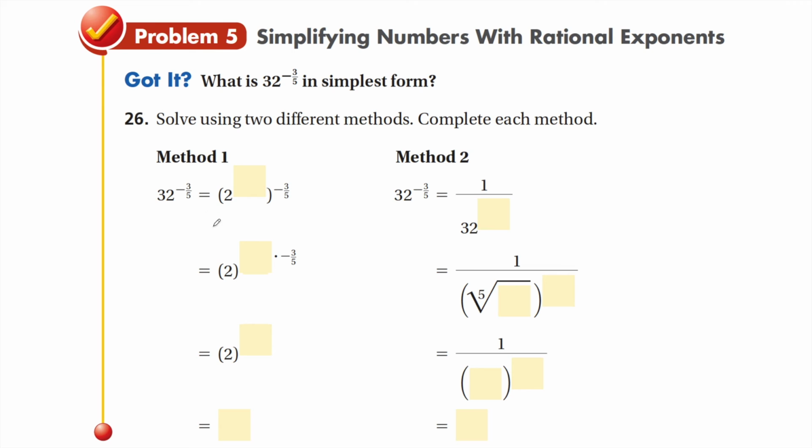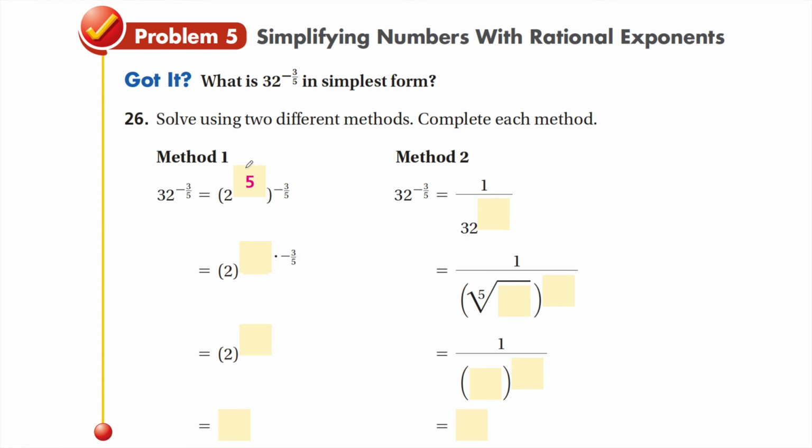Problem 5. Simplifying numbers with rational exponents. What is 32 raised to the negative 3/5 power in simplest form? Solve using 2 different methods, complete each method. So for method 1, it looks like we're going to be taking that 32 and rewriting it as a power of 2. So 2 raised to the 5th power is actually the exact same thing as 32.